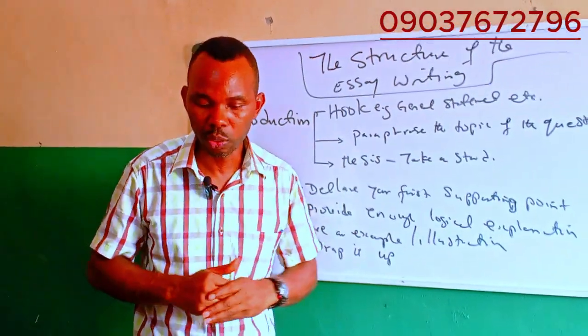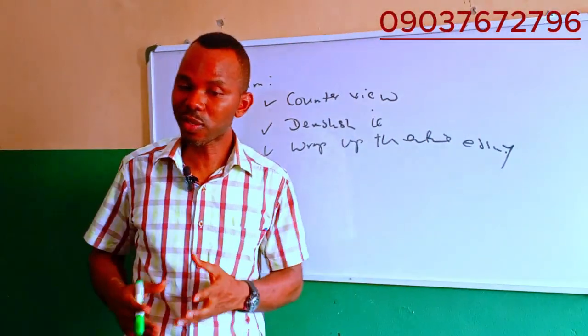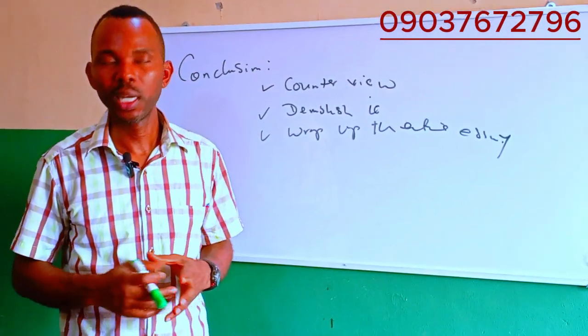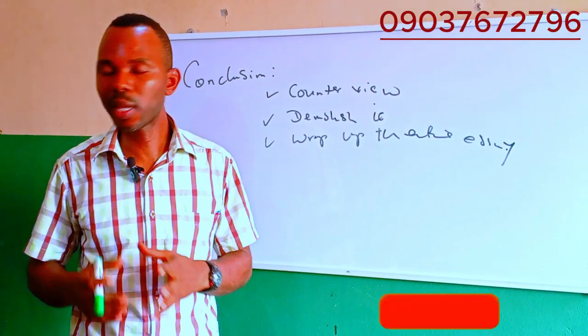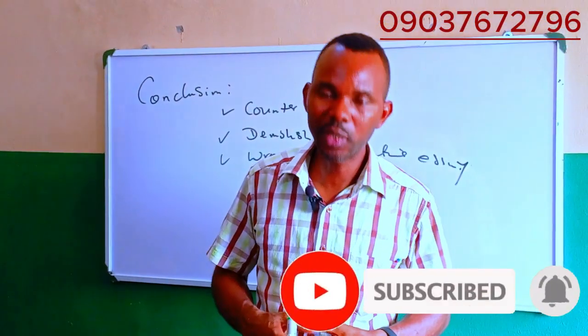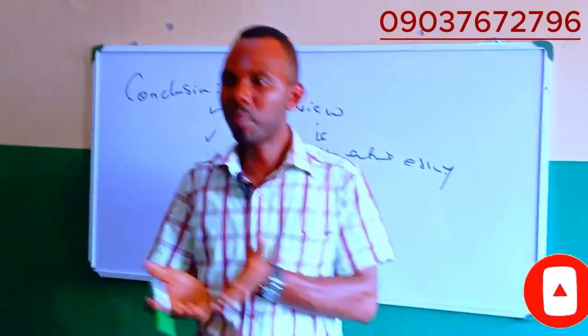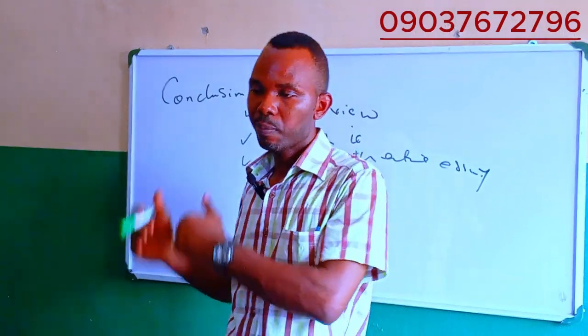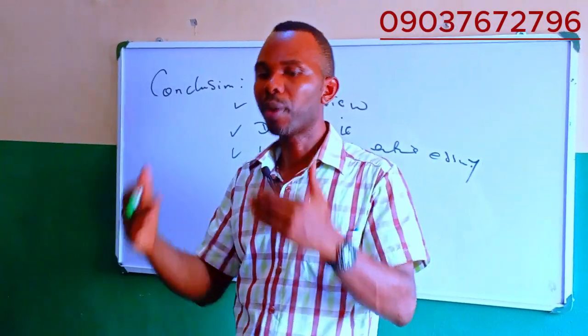Now we're going to look at the conclusion. The essence of the conclusion is to wrap up everything you have said. All right? And remember, or just take note, that the conclusion is also one paragraph, and it's usually the shortest. Maybe between three to five sentences will be fine. So it's the shortest paragraph, and it is just one paragraph.